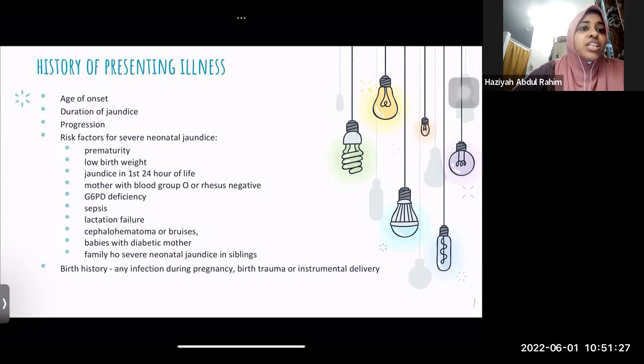Then, if the patient presents with jaundice in the first 24 hours of life, consider mother with blood group O or rhesus negative, G6PD deficiency, any sepsis or lactation failure, and any cephalohematoma or bruises. Cephalohematoma causes blood accumulation in one place, so it can cause hemolysis, and then jaundice. Also babies of diabetic mothers, and family history of severe neonatal jaundice in siblings. Birth history wise, ask about any infection during pregnancy, birth trauma, or instrumental delivery. Next.